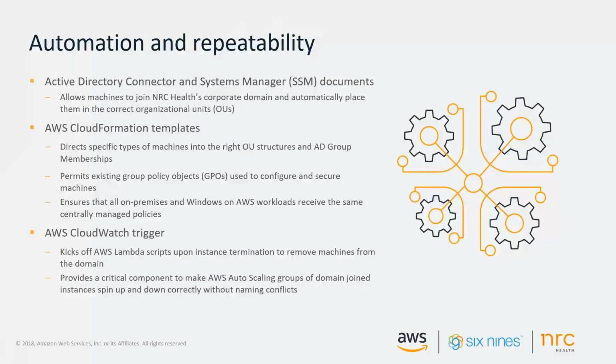How did we achieve automation and repeatability? We chose to use Active Directory Connect to extend our AD domain into AWS. This allows us to join our instances directly to a single AD domain. We can then move the instances to the proper OUs and/or join specific AD groups. AWS CloudFormation templates allowed us to organize our server objects into the respective OUs and groups.